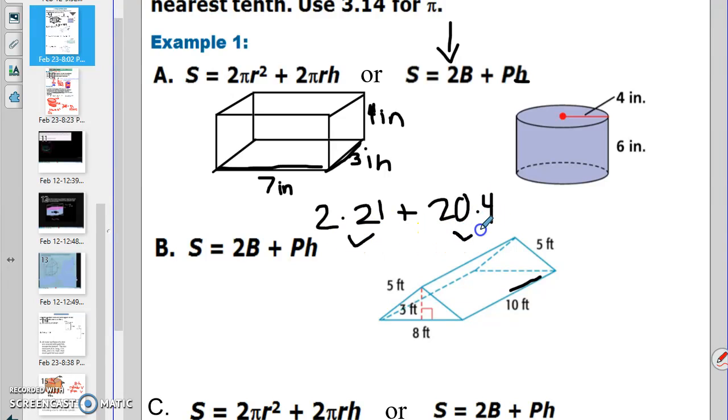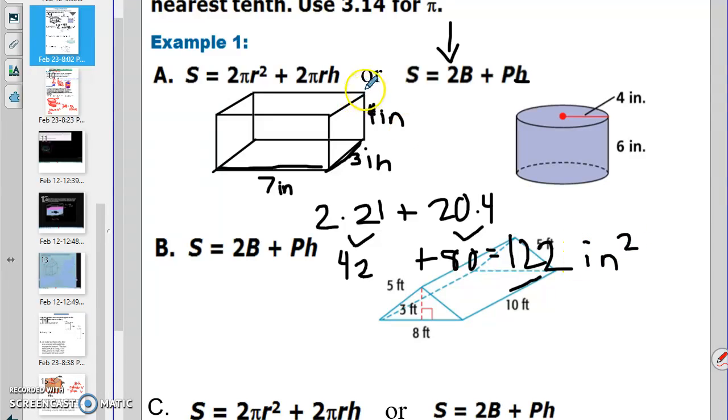Multiply, multiply, add. So that would be 42 plus 80. So it would be 122. 42 plus 80, yeah, I did it right, is inches squared.